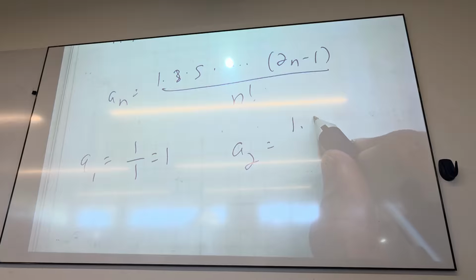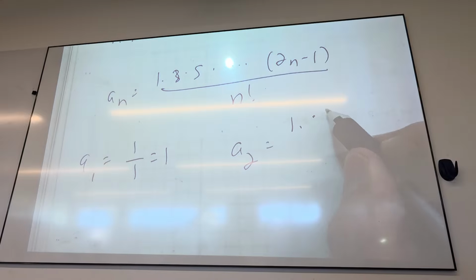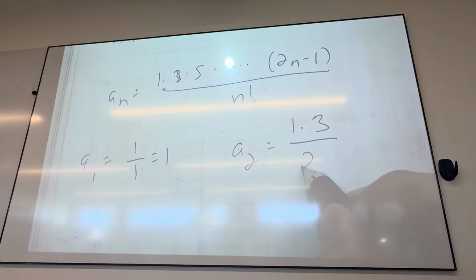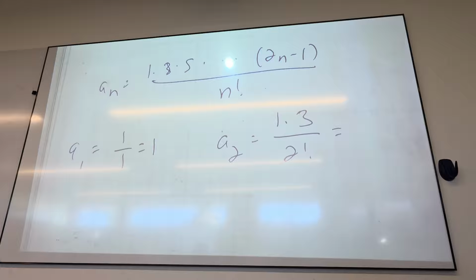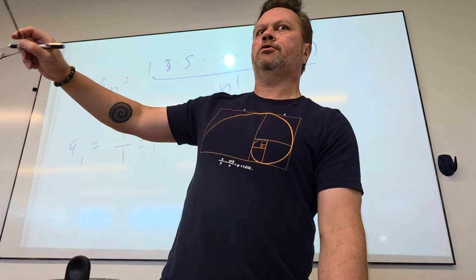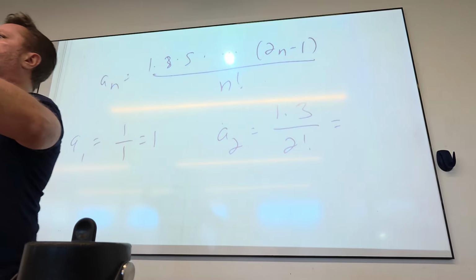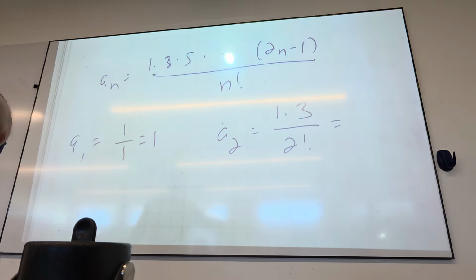A2 is going to be 1 times 2 times 2 is 4 minus 1 is 3, over 2 factorial. Let me stop for a minute. Do you guys see? So already I've hit the first conceptual hurdle about how to deal with the top. You keep multiplying by the next thing. That's why it's like factorial. It's just not like factorial because it's not going by 1, it's going by 2.